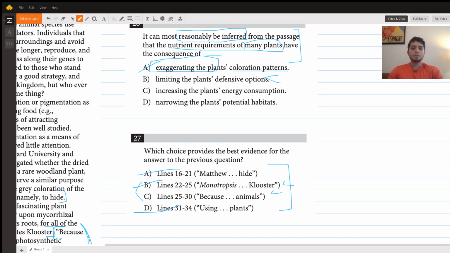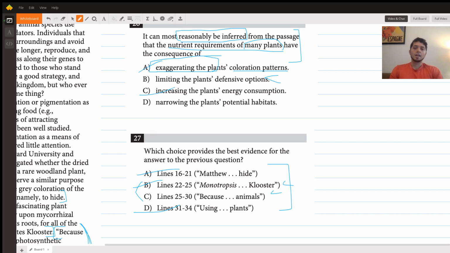C says that the nutrient requirements of the other plants increases the plant's energy consumption. But this maybe makes sense, but nothing in the passage really tells us that directly. We would need a sentence that basically says, because these other plants can use photosynthesis, they're able to consume more energy than the plant we're looking at, which only lives off of this fungus. But nothing in the passage says that, so we can get rid of C.